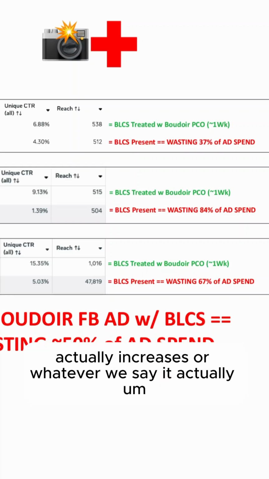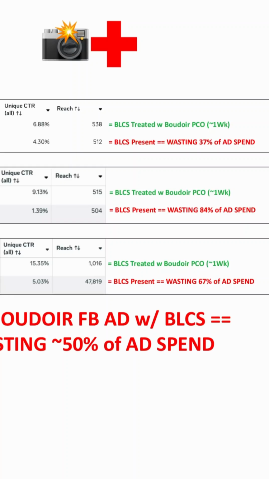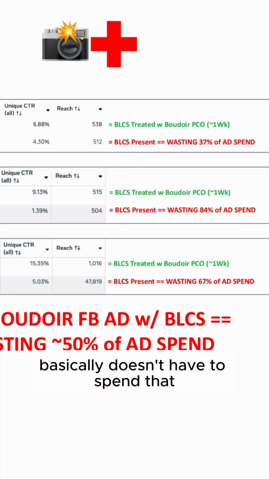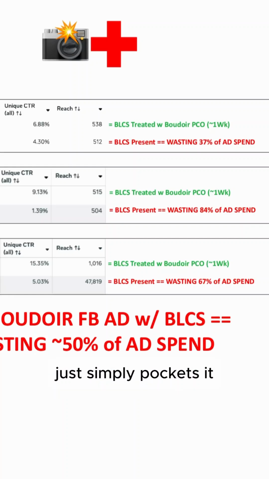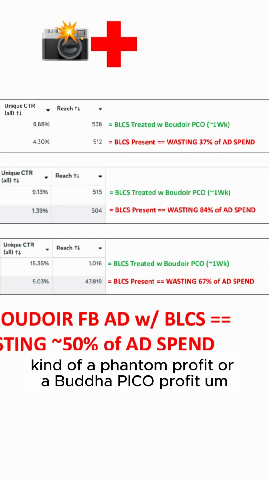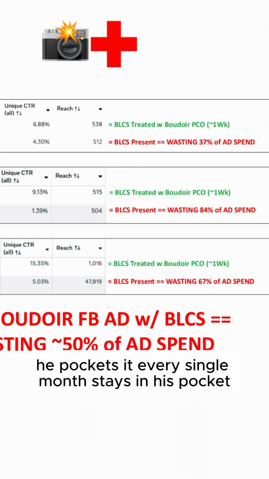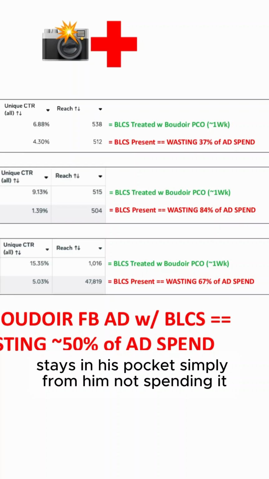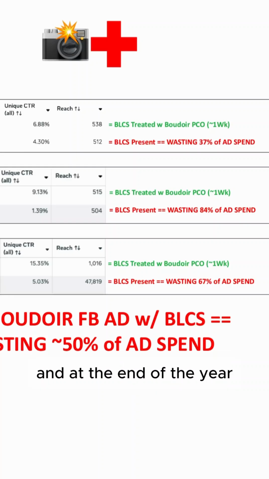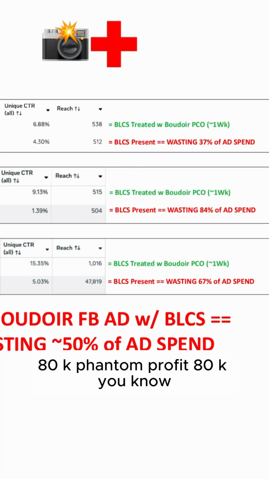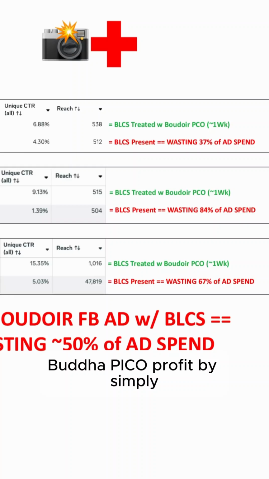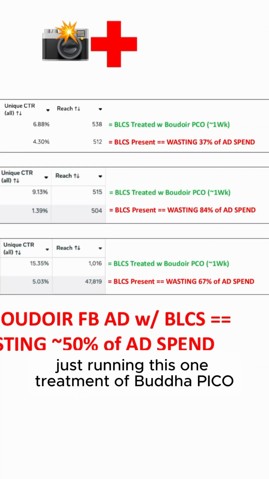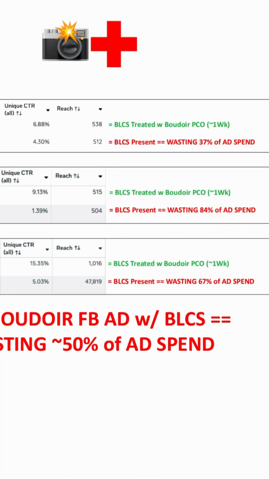He basically doesn't have to spend that, just simply pockets it, kind of a phantom profit or a Boudoir Pico profit. He no longer has to spend it. He pockets it every single month. It stays in his pocket simply from him not spending it. And at the end of the year, it's like an 80K bonus, 80K phantom profit, 80K Boudoir Pico profit by simply running this one treatment of Boudoir Pico.